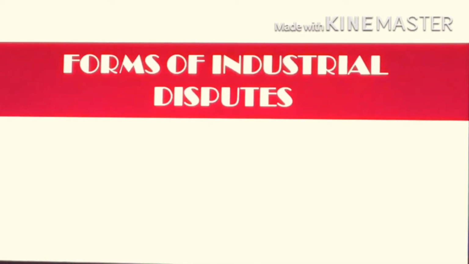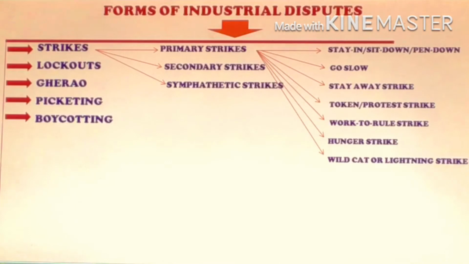This is Palak Jain and today we are going to study about forms of industrial disputes. So guys, you can see on the screen there is a chart given in which you can see forms of industrial disputes. The main forms of industrial disputes are strikes, lockouts, Gherao, picketing and boycotting. And strikes are divided in three types. What are they? Primary strikes, secondary strikes and sympathetic strikes.